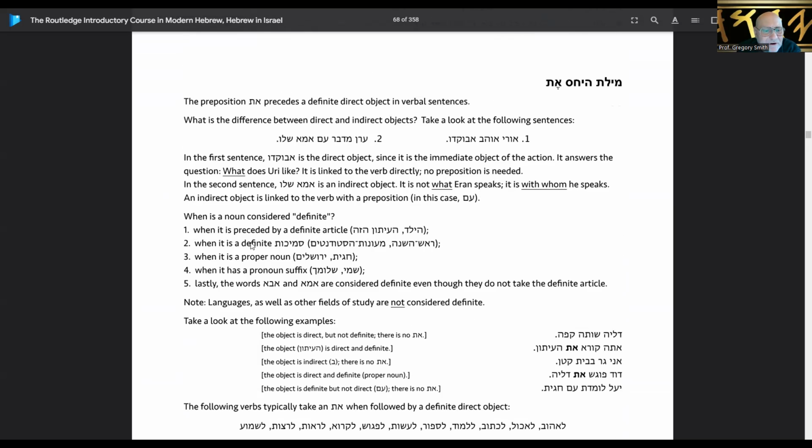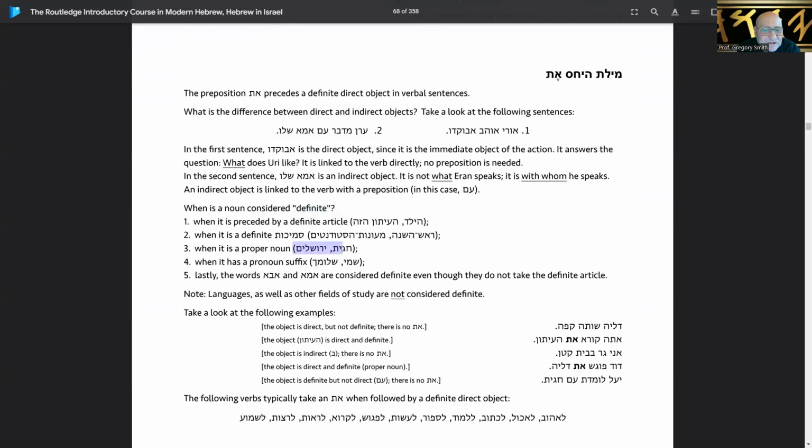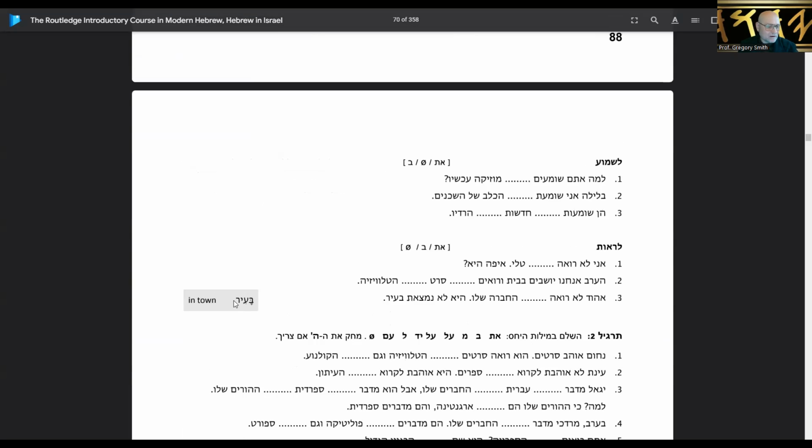When it is preceded by a definite article, when it is definite, smichut, okay, that's definite. When it is a proper noun, hagit, okay, so it's considered definite. Therefore, it does have to have that because this is a proper name, Hagit and Yerushalayim. So I seem to recall that that's the case. So let's go down here now. I think this is going to have this et here. Et tali. Okay, so we should have ani lo ro e. I don't see et tali. I don't see Tali. Efo he, where is she?